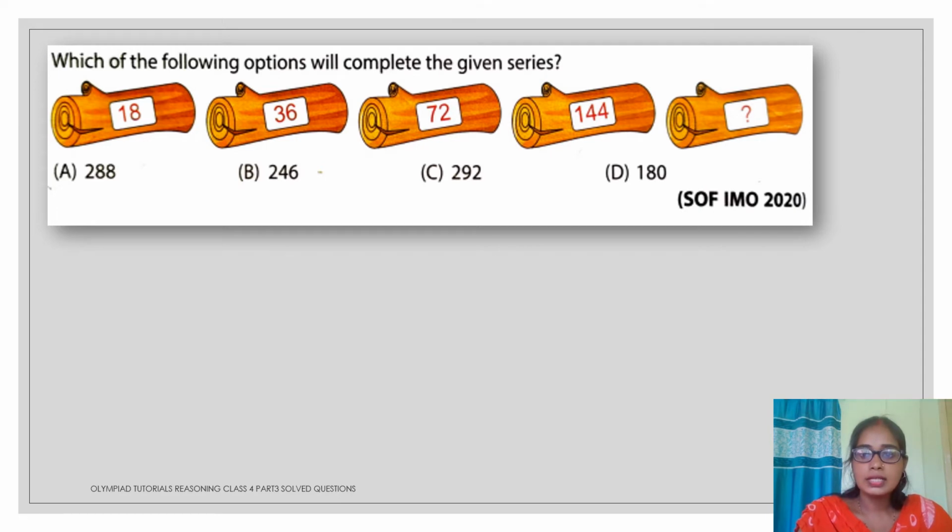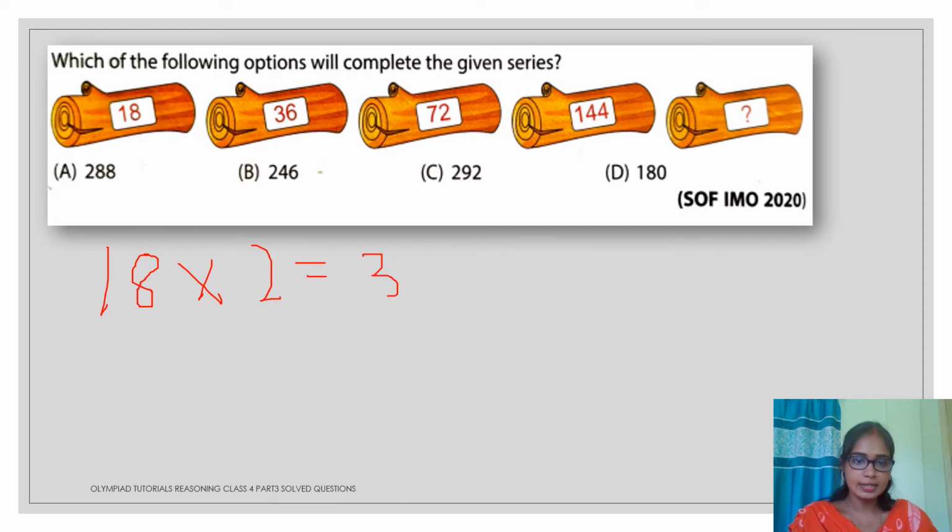This question was asked in the Math Olympiad of 2020. Which of the following options will complete the given series? So here you have a few numbers, 18, 36, 72, 144, and you have to find the missing number. Now let's try to solve it. If you know the 18's table, then automatically you'll find out that 2 times 18 will give you 36.